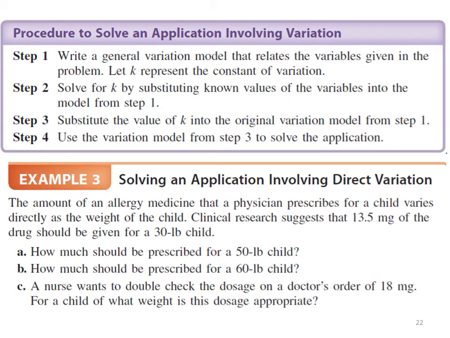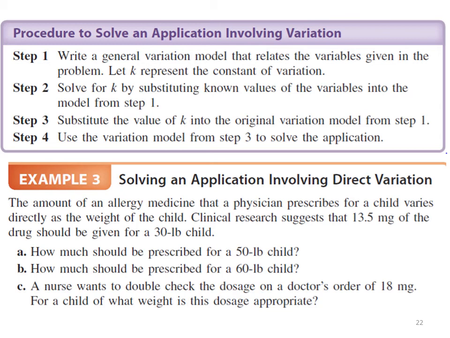How do you solve an application involving variation? The first step is to write a general variation model that relates the variables given in the problem. K represents the constant of variation. The way to find k, and that's the key, and once you find k, first of all you have to select the correct type of variation, and in all cases you are trying to find k. Solve for k by substituting known values of the variable into the model from step 1.